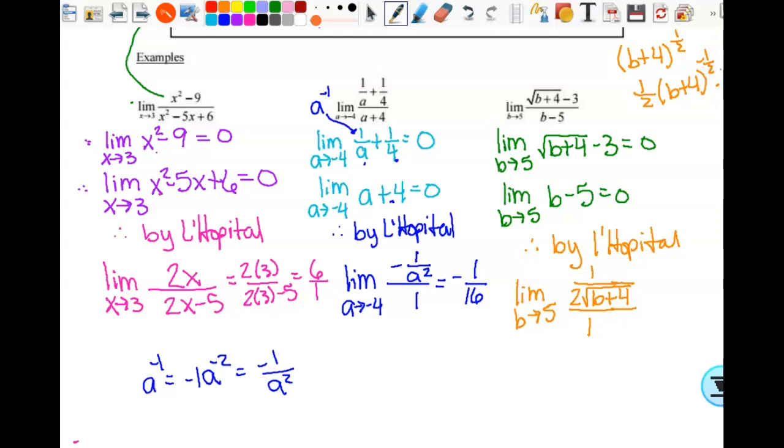Now, when your denominator is 1, is my denominator even relevant at all? No, so I didn't necessarily even have to put it, right? I didn't have to necessarily think of it as a fraction. So this is the same thing as just 1 over 2 times the square root of b plus 4. You can write it either way. But if this is less confusing, you're less likely to do something weird.